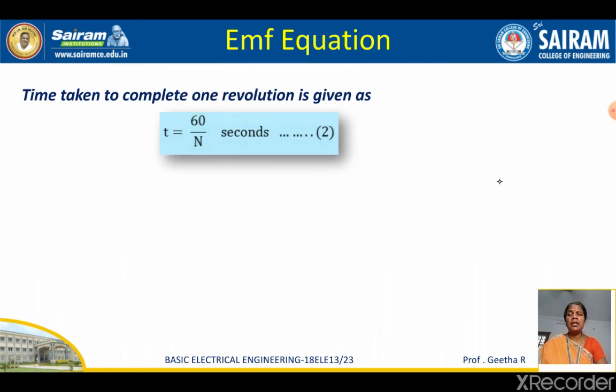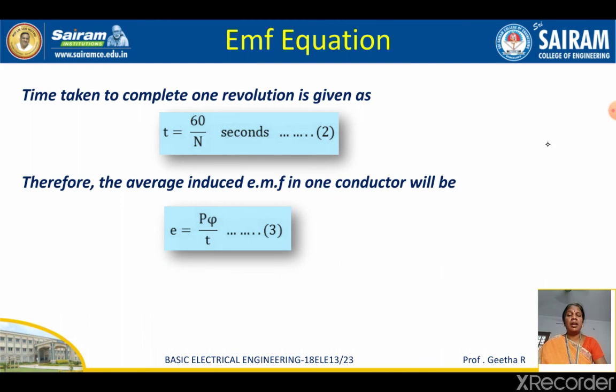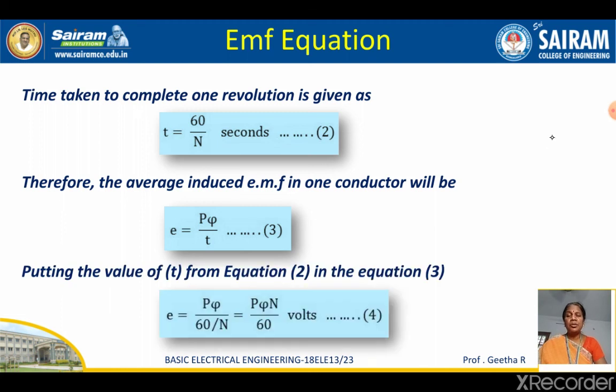Time taken to complete one revolution is given by T equals 60 by N seconds. So therefore the average induced EMF in one conductor will be, the flux cut will be P phi, divided by T gives you the average induced EMF E. Substituting the value of T, which is in equation 2, into equation 3, we get P phi by 60 by N. So P phi N divided by 60 volts is the EMF.